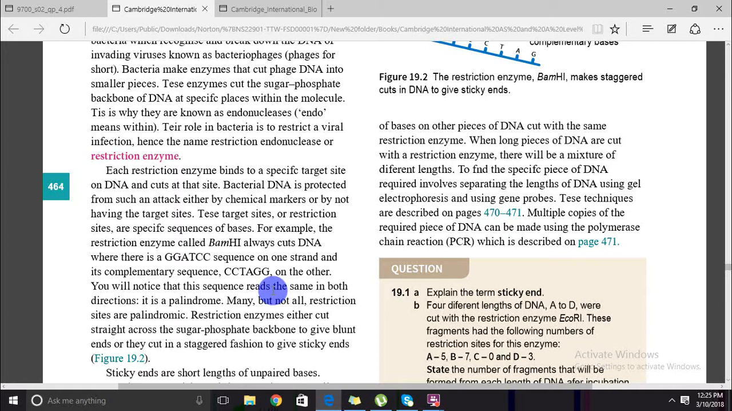This is palindromic, that is, reads the same in both directions. So this is a palindromic restriction site, but not all restriction sites are necessarily palindromic. They can be, but not all of them.